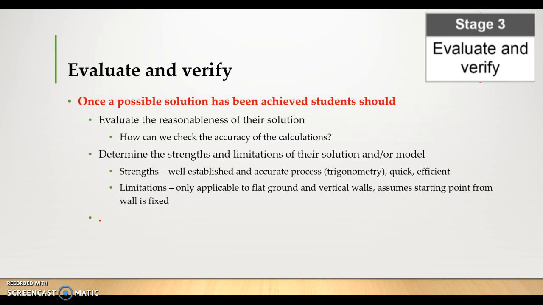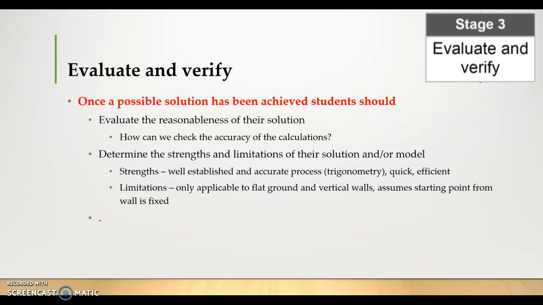I should also determine the strengths and limitations of my model. And the strengths here, well, trigonometry is a really well established and accurate process. It's quick and relatively efficient. So that's a couple of real key strengths to this model or this solution that I'm presenting. The limitations, however, and these reflect back to the assumptions I made, is that my model or my solution only applies to flat ground and vertical walls, so basically right angle triangles. So in real life that's probably not always going to be the case.